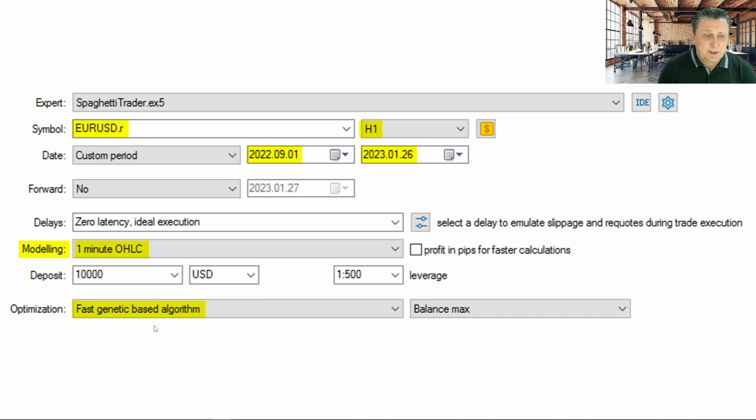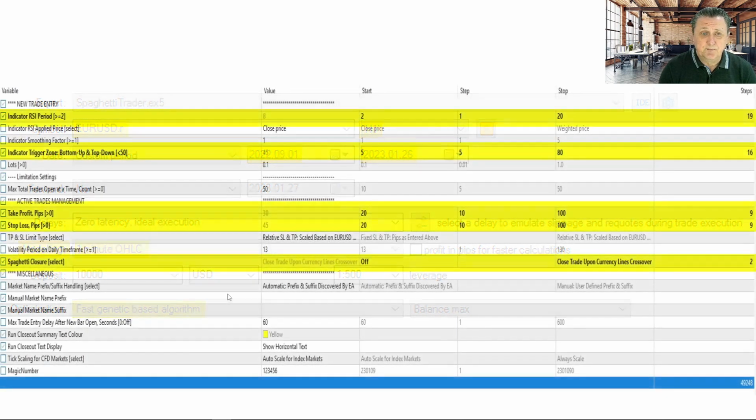And then we have set it up just for the fast genetic based algorithm. So that works quite well for us. We just want to have some results in to figure out what the different settings are doing and how much of a jump there is from one setting to another.